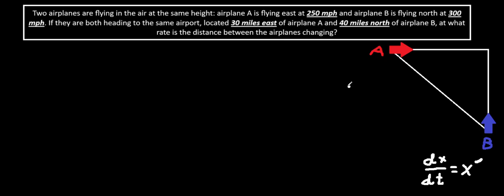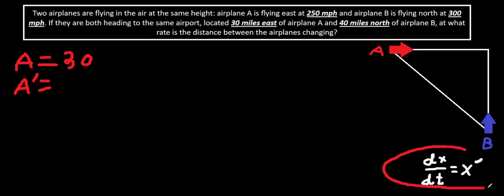So for airplane A, A is equal to 30 because that's its current position. Now, for A prime, which is also known as dA over dt, because we're taking this with respect to time, it is 250 miles per hour.